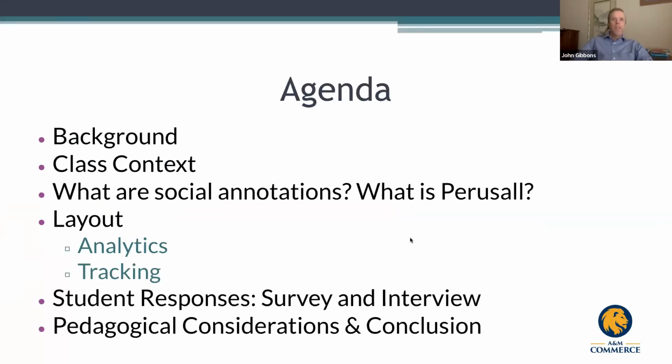So a little bit of an agenda for today. I'll start out with some background of where this particular part of the study took place. I'll talk about the class context, some of the background of my students and the environment that it was done in. And then I'll introduce what social annotations actually are. That's the tool that I used in my study. What is Perusall? Perusall is just a particular company that does social annotations, kind of like Google is a search engine.